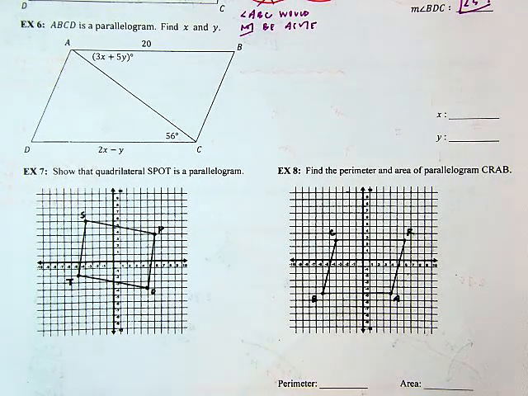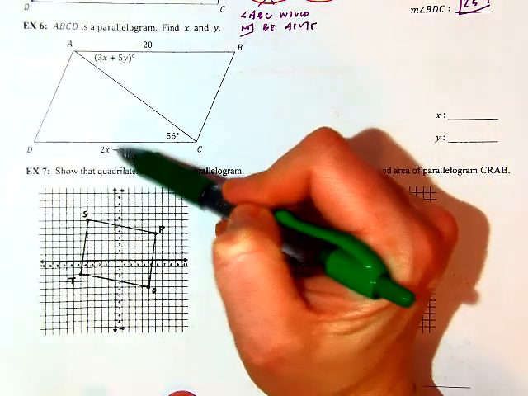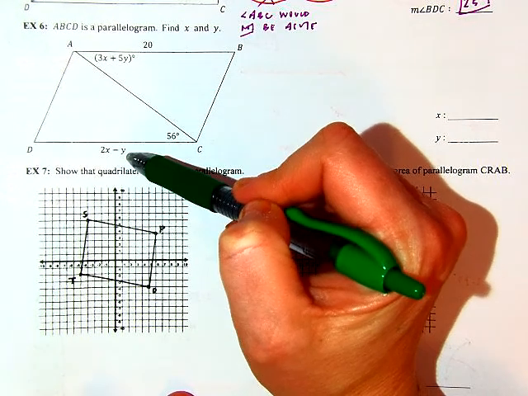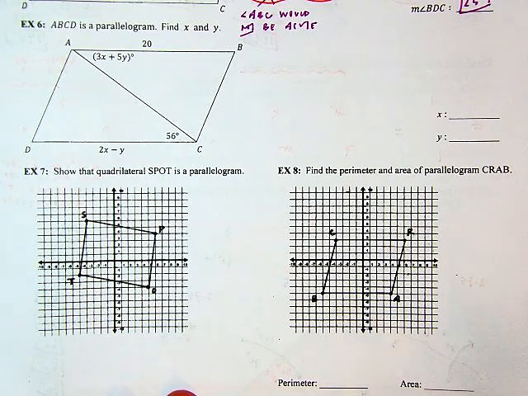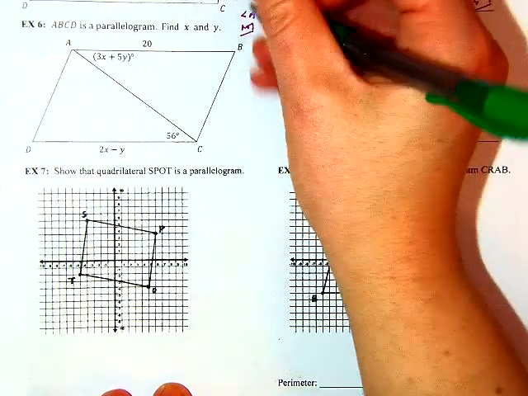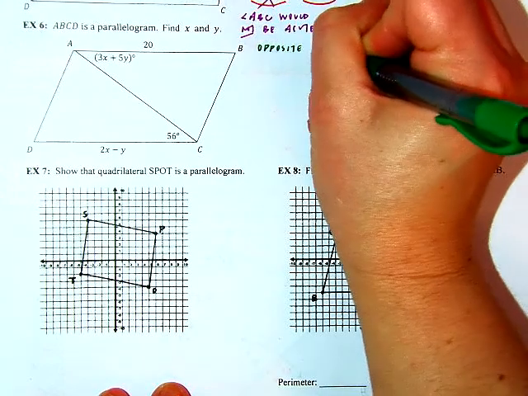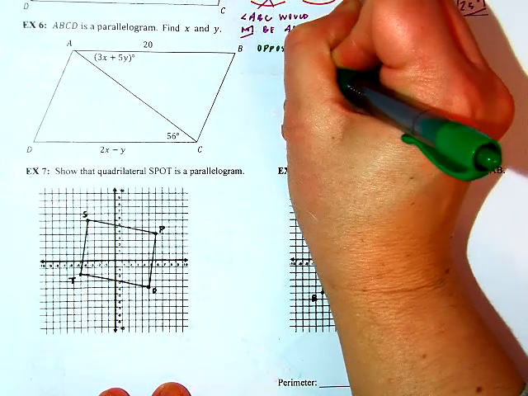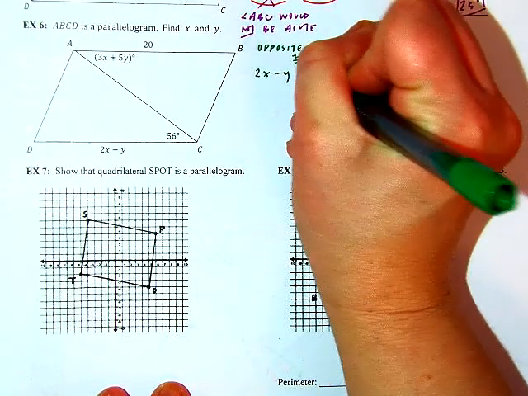ABCD is a parallelogram. We want to find x and y. So if I look at what is marked, first thing that I can see is that I have a pair of opposite sides. I know my opposite sides are congruent. And I also have a pair of alternate interior angles that are congruent. So it doesn't matter what you start with. Let's say that I start with the opposite sides congruent, then I know that 2x minus y equals 20.